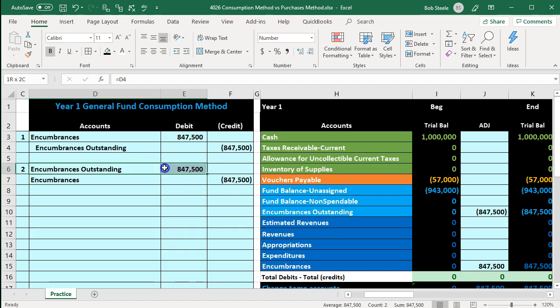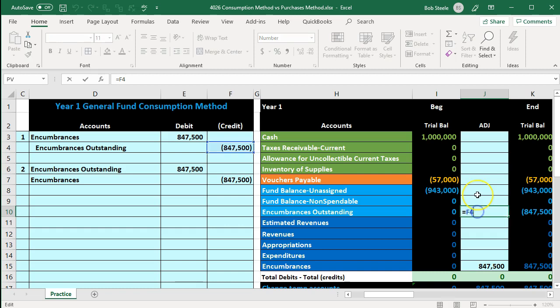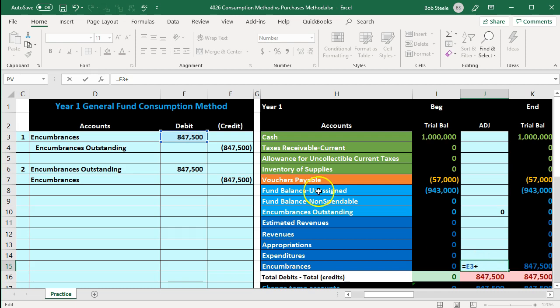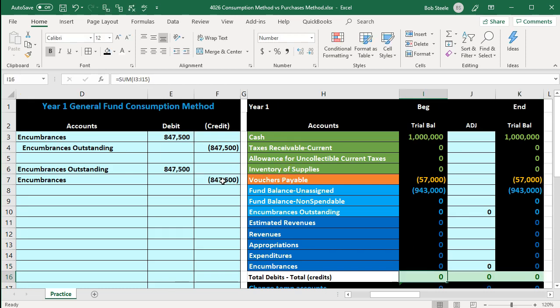So here's the encumbrances outstanding. I'm going to be in J10. Something's in it. Double click on it. Go to the end of it. Plus, point to the 847.5, brings it down entirely. Then we have the encumbrances. That's going to be down below. So we're going to be here in J15. Something's in it. Double click on it. Go to the end of it. Plus, and then point to the credit and enter. And so we have now reversed that.